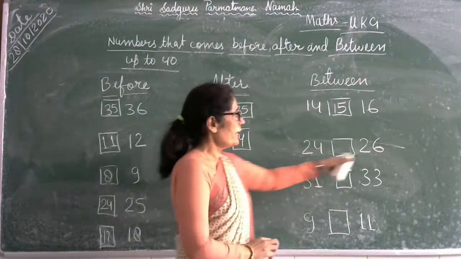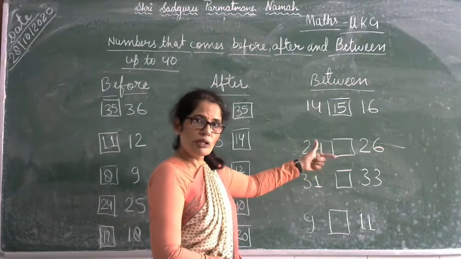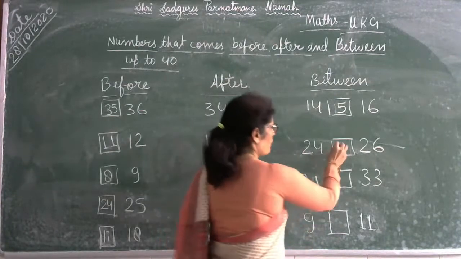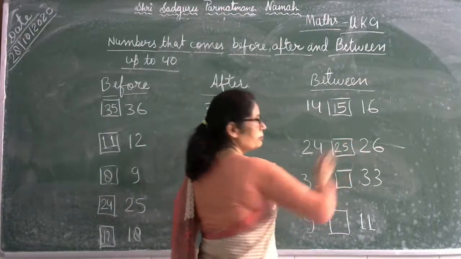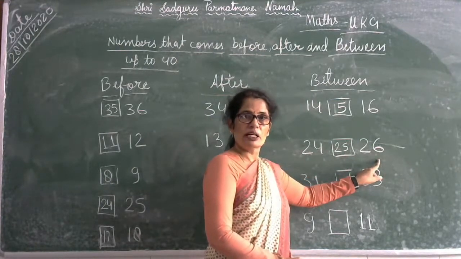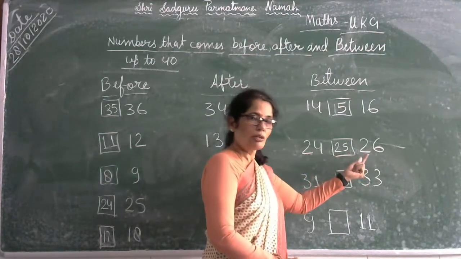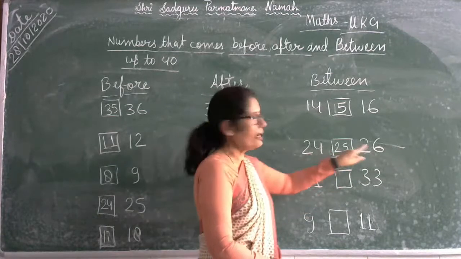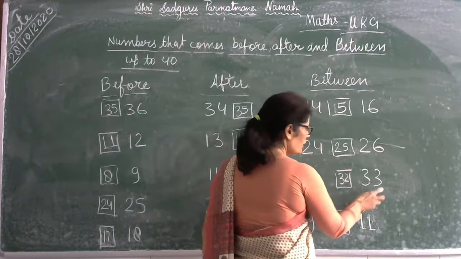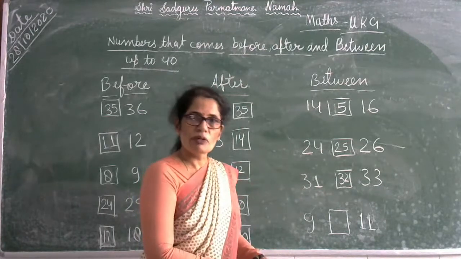Then 24 and 26. So we start the counting from 24. 24, 25, 26. So what number do we recite in between? 25. We can read all these three numbers once. 24, 25, 26. We didn't skip any number in this counting. So continuously we are reading the counting. Here 31, 32 and 33. We can read the counting to know the number.